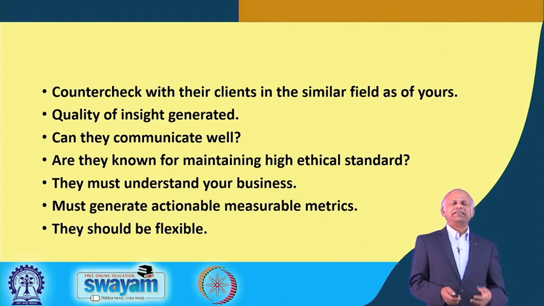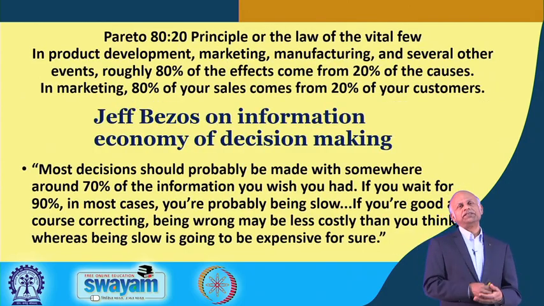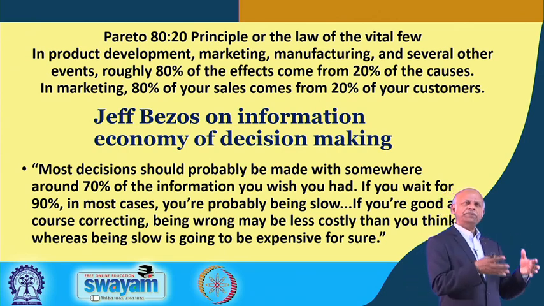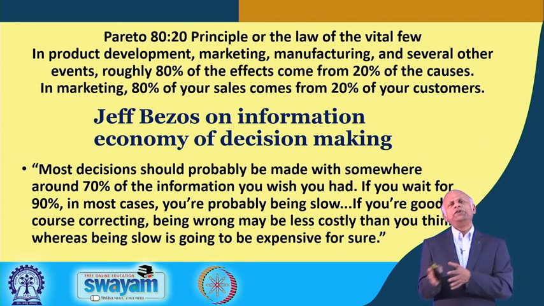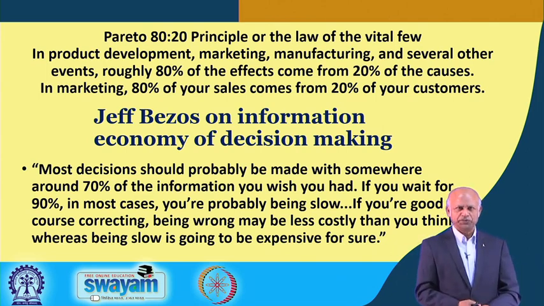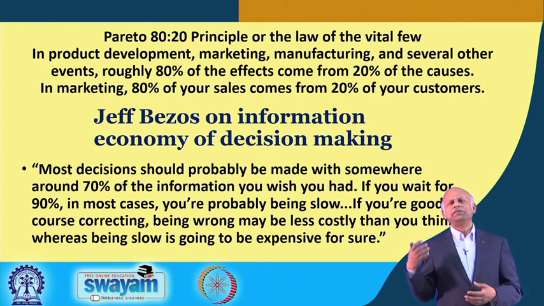But how much data is good enough? That is the next question, and the answer is here. There is something called the Pareto principle. Pareto came up with a principle that for anything, 80% of the things come out of 20%. Meaning, if you are doing research, 80% of the outcome or IP will be generated out of only 20% of your projects, or 80% of the sales will come out of 20% of the customers, 80% of the effects are generated out of 20% of the causes, something like that.